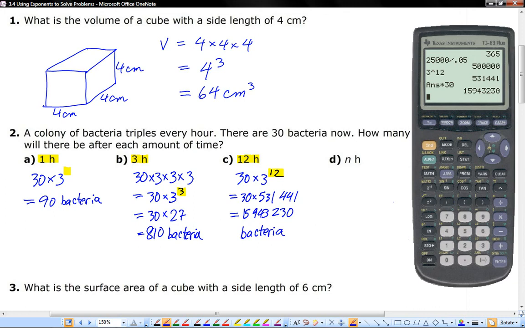And generally speaking, if we know that the population is starting at 30 bacteria and we know that n hours has gone by, then that means we are going to triple the population n times. So that exponent is the number of hours gone by.